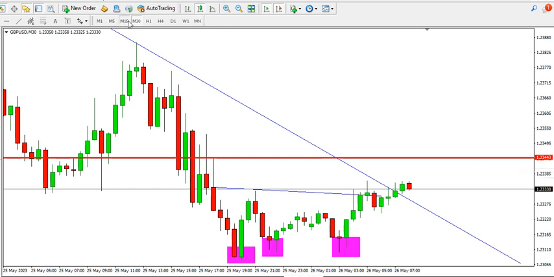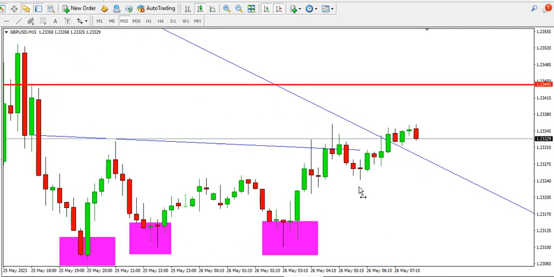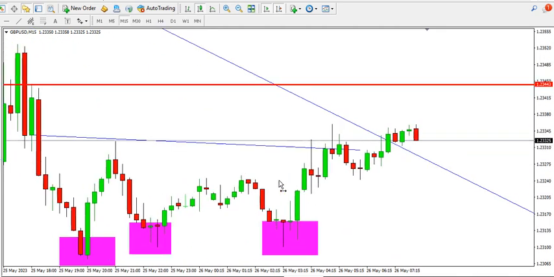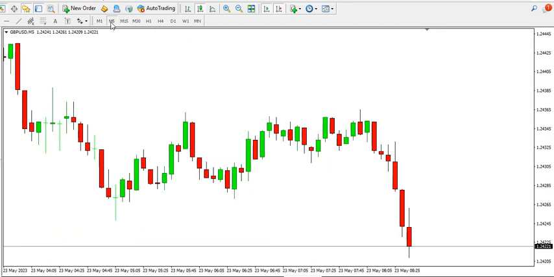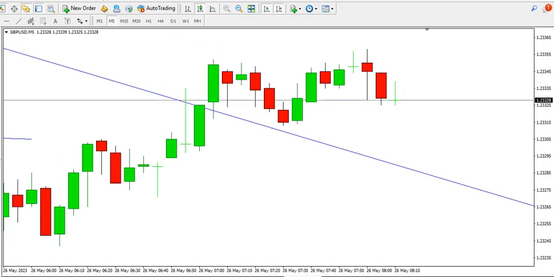1.2344 area. On the 15 minute time frame, what do we have? We can see a more elaborate triple bottom. The triple bottom price pattern is more elaborate, and I personally expect price to get to the 1.2344 area.